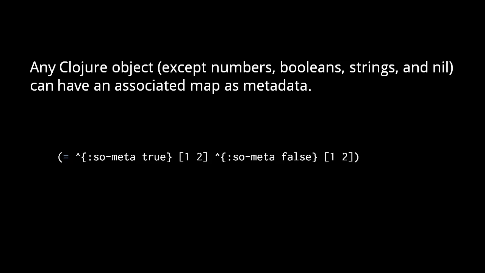The last thing to understand about metadata is that Clojure's equality test ignores metadata. This equality test returns true because the two vectors are equivalent even though they have different metadata.